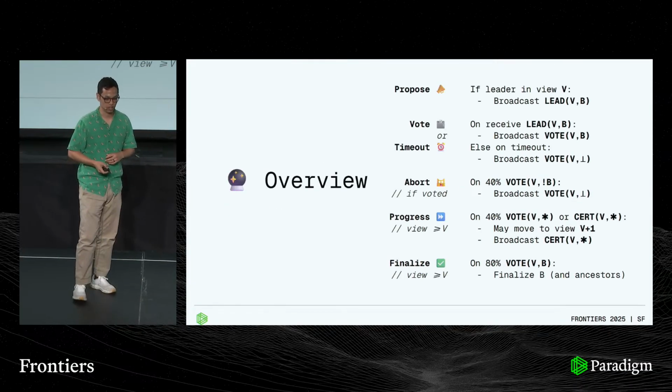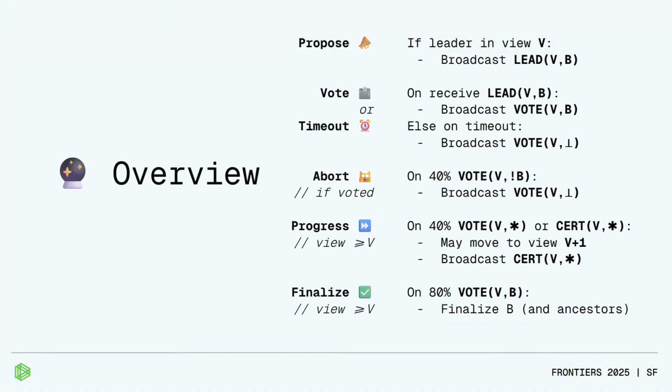OK, so just an overview of the whole protocol in one slide. I'll go back through it again. Basically, there's a proposal. Every time you enter a view, if you're the leader, you propose a block. Then, if you see the block in time, you vote for it. Otherwise, you vote for null. There's this abort thing, which you only have to worry about if you've voted and not timed out. But basically, if you ever see 40% of things that conflict with your original vote, then you can also send a null vote. Then every time you see 40% of something, either a block or a null, you form a certificate, which is just a collection of those votes.